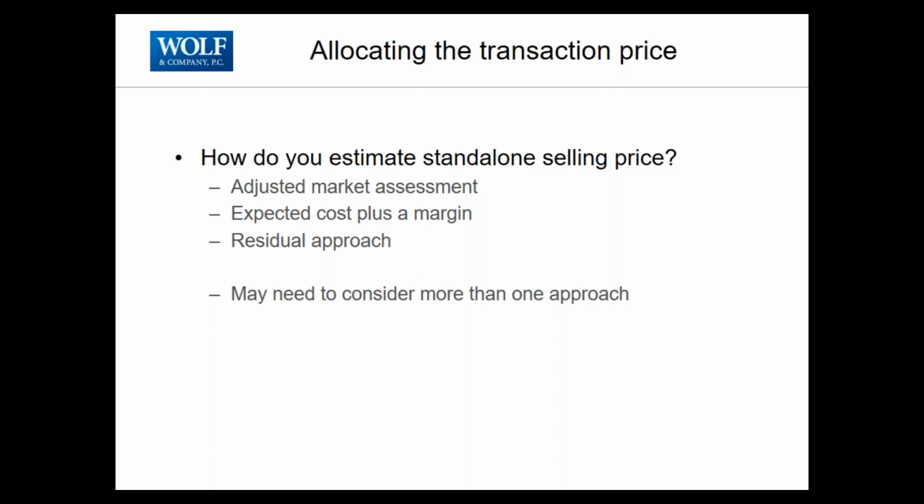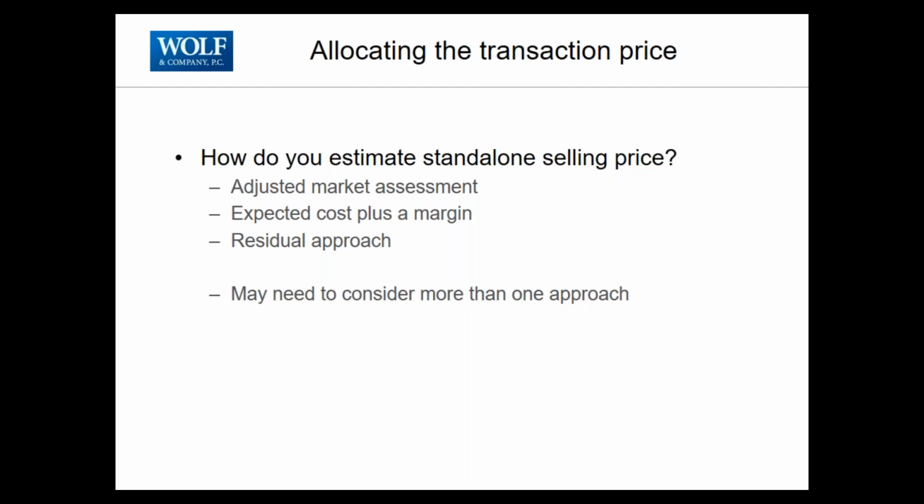The first is the adjusted market method. You look at the market in which the goods or services are sold and estimate what a customer would be theoretically willing to pay. And you might do this by looking at what your competitors are selling, what you might be selling a similar but somewhat different product for. So this is really trying to get market data and apply it to your particular good or service.